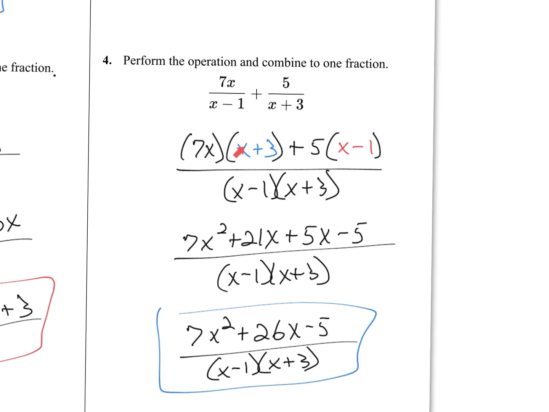So now we multiply 7x times x, 7x squared. 7x times 3 is 21x. 5 times x is 5x, and 5 times negative 1 is negative 5.